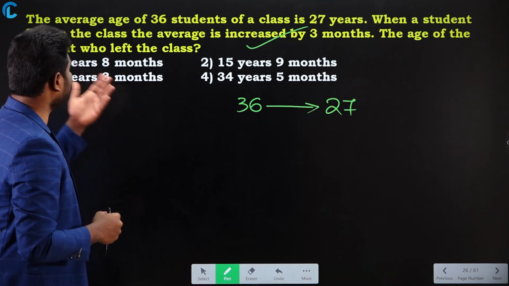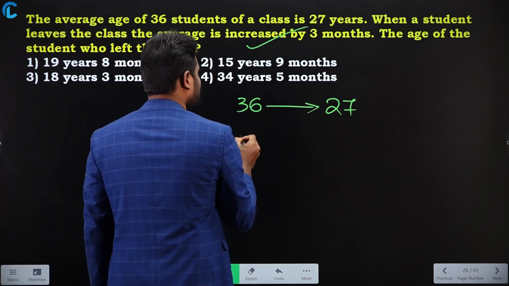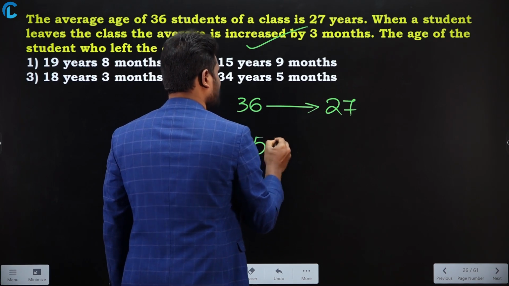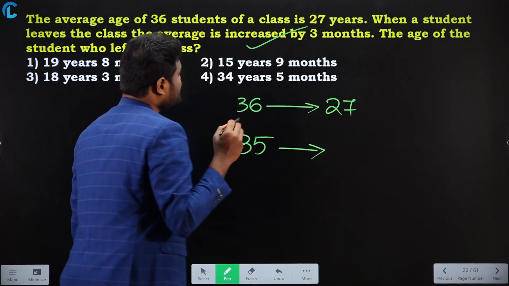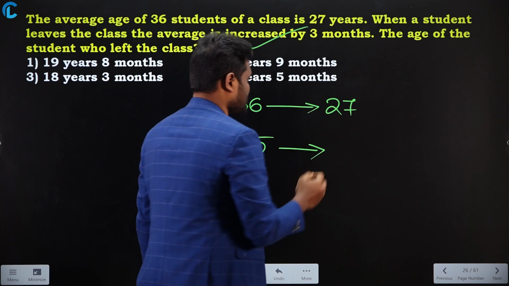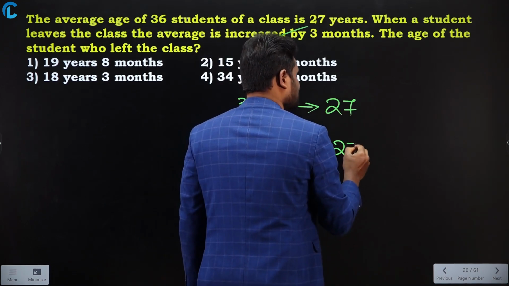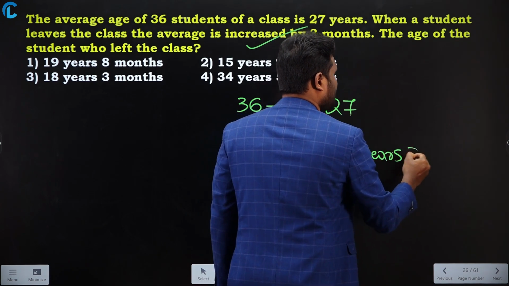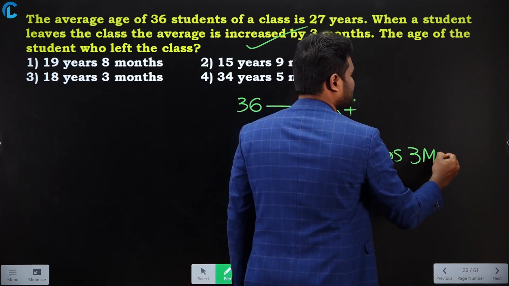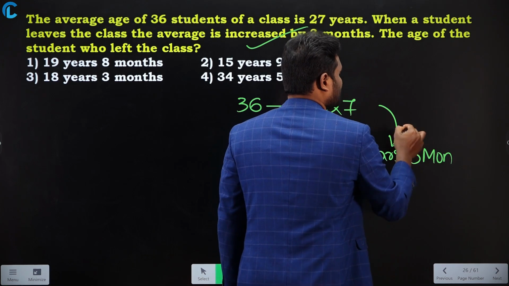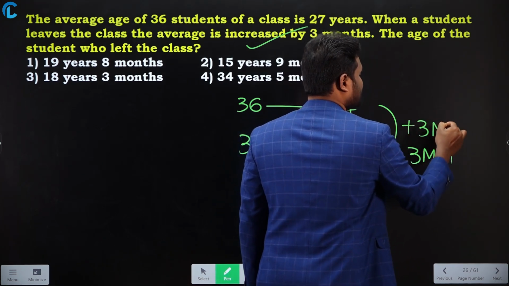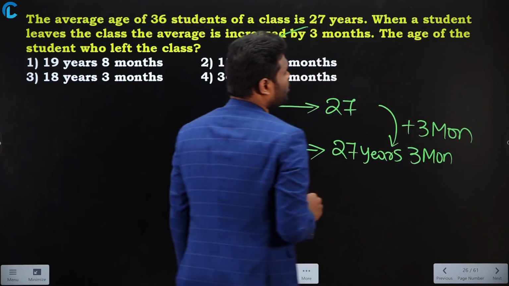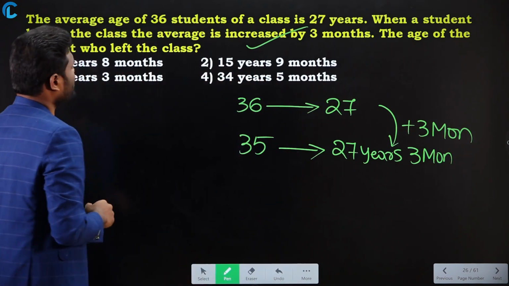When a student leaves the class, now it is going to be only 35 students. Then what happened? Average age increased by 3 months. Now initially it is 27 years. Now it is going to be 27 years 3 months. Yes or no? Why? Because it is increased by 3 months. So what is the reason? 27 years 3 months. Your question is to find the age of the student who left the class.